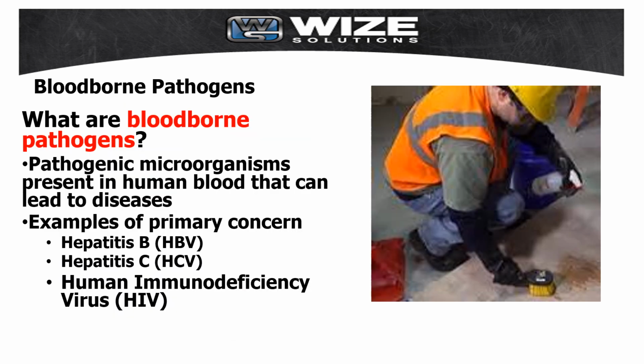Bloodborne pathogens are infectious microorganisms in human blood that can cause disease in humans. These pathogens include, but are not limited to, hepatitis B, hepatitis C, and human immune deficiency virus. Needle sticks and other sharps-related injuries may expose workers to bloodborne pathogens. Workers in many occupations, including first responders, housekeeping personnel in some industries, nurses, and other healthcare personnel, all may be at risk for exposure to bloodborne pathogens.